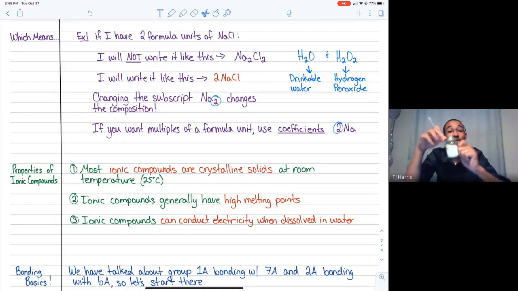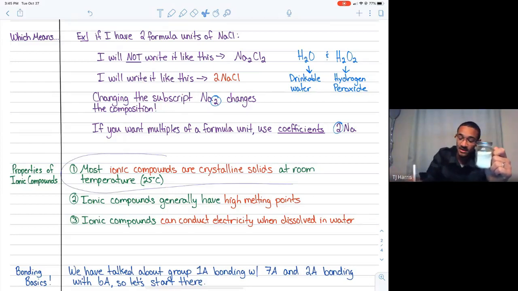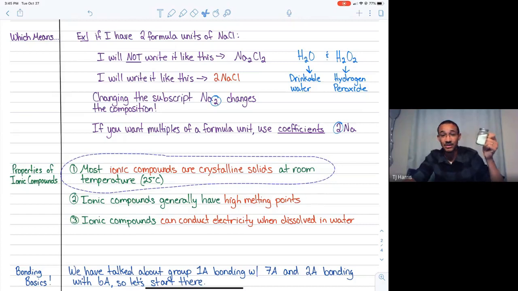Ionic compounds are normally crystalline solids. This is a crystalline solid. It's got a crystal shape, and it's a solid. So one property of ionic compounds is that at room temperature, like it is right here, around 25 degrees, these things are solid at room temperature.